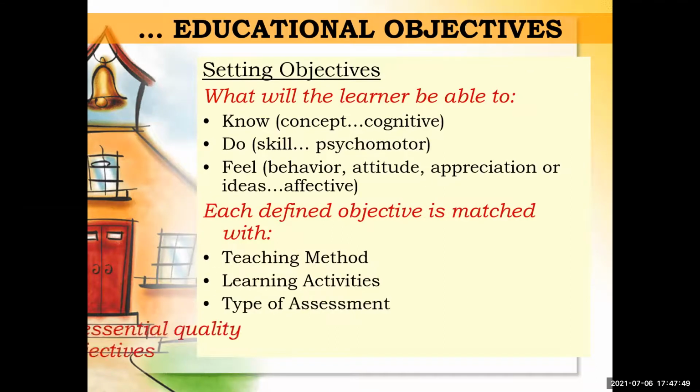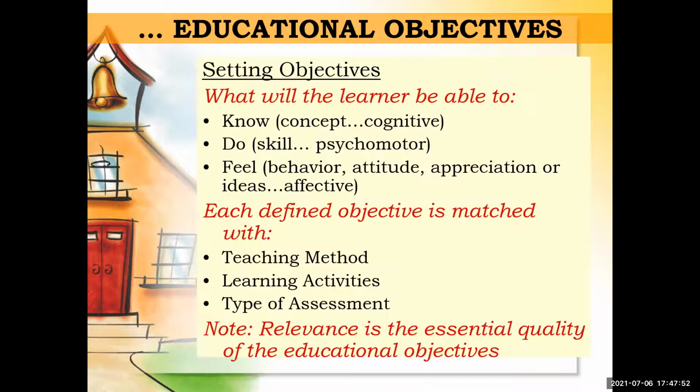So how do we set our objectives? What kind of phrases do we use? For example, when we are setting the objectives for a culture lesson, you can formulate your objectives like the following. So the students should know, for instance, what is culture shock. They should do something, they should feel something.